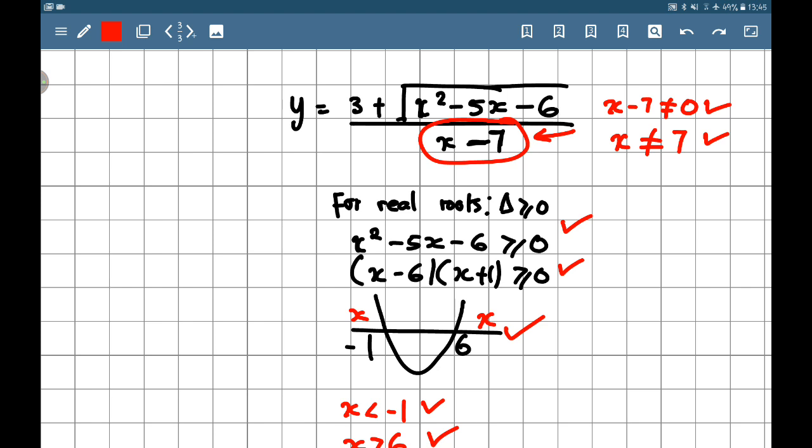Oh, I get it. Okay, I got mine. I have all the marks except for those two. Yeah. So we check everything. We check the denominator and also the discriminant when we answer such questions.